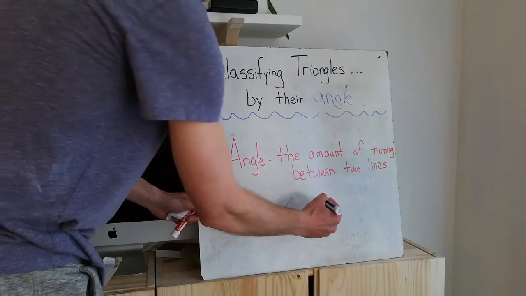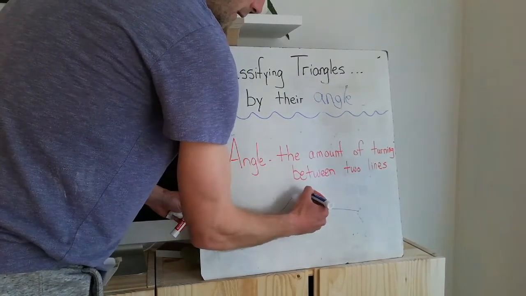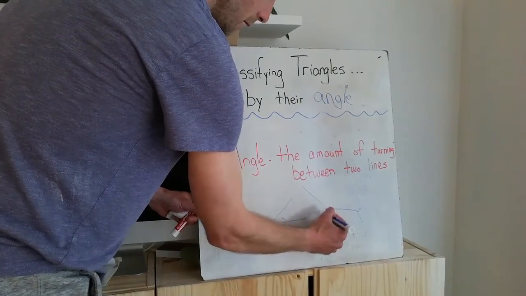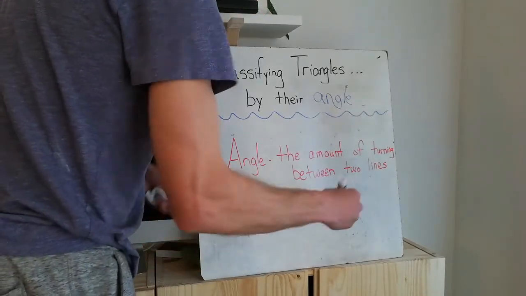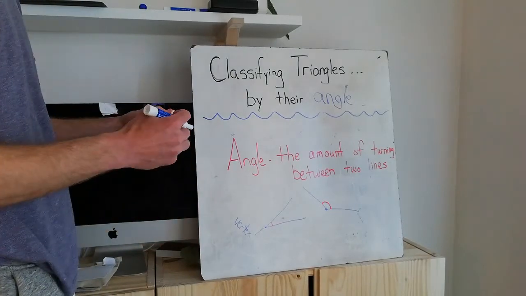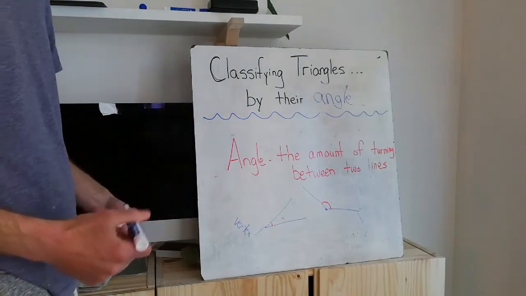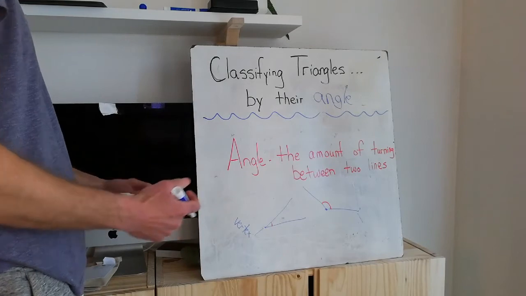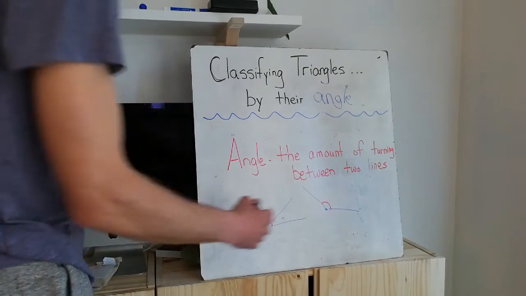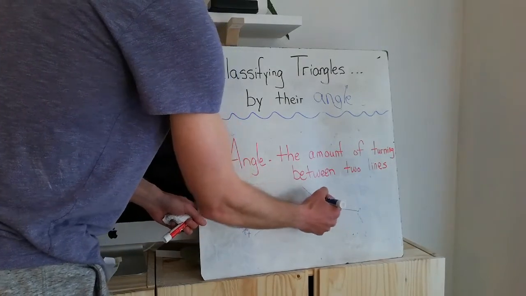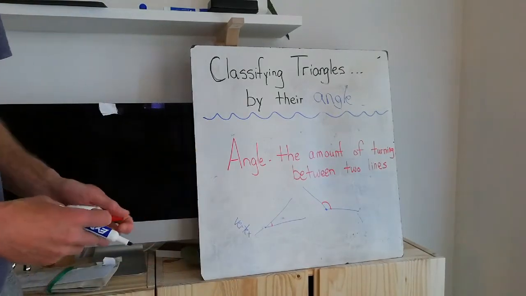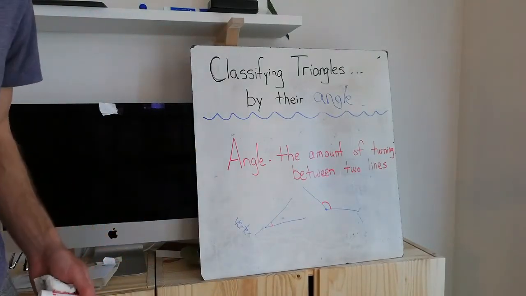Again, if I draw a line and have another line meet it like that, this is where the two lines meet, so this distance is an angle. Angles are always measured in degrees, and we'll talk about that more next. This would be a certain number of degrees, and this would be a certain number of degrees. So an angle is that distance between two lines.